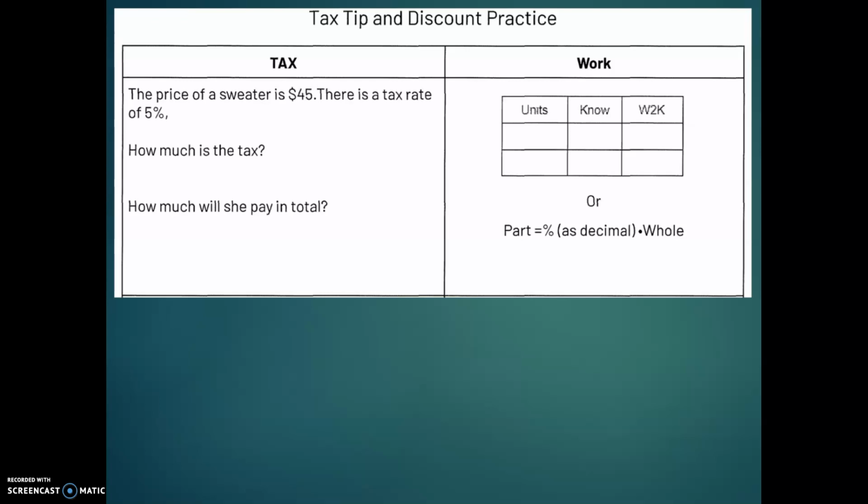Today we're going to talk about tax, tip, and discount. And we're going to practice. So the first question is about tax, as you can see at the top.